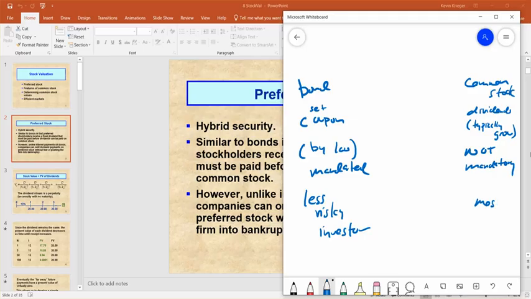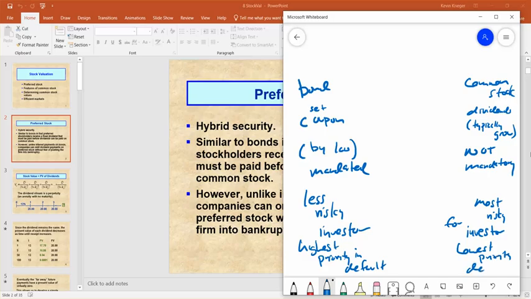This is the most risky kind of endeavor, most risky for the investor. You have the highest priority for your bondholders in case of default. This is the lowest priority in the case of default. And in between is preferred stock.